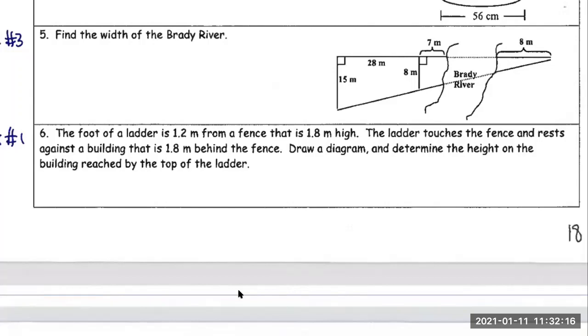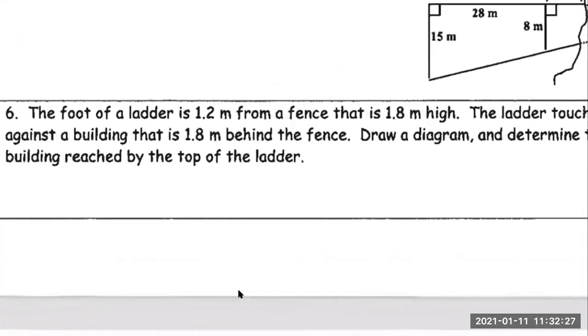Okay, so the foot of the ladder is 1.2 meters from a fence that is 1.8 meters high. The ladder touches the fence and rests against a building. So what we want to see is that you have a building, and then you have a fence next to that building that's shorter. And then on top of the fence, you have this ladder leaning against the building, but touching the fence. Okay, so that's the description being provided.